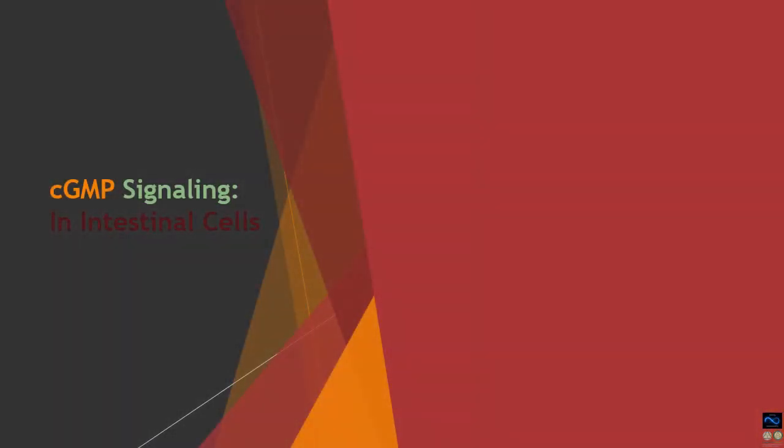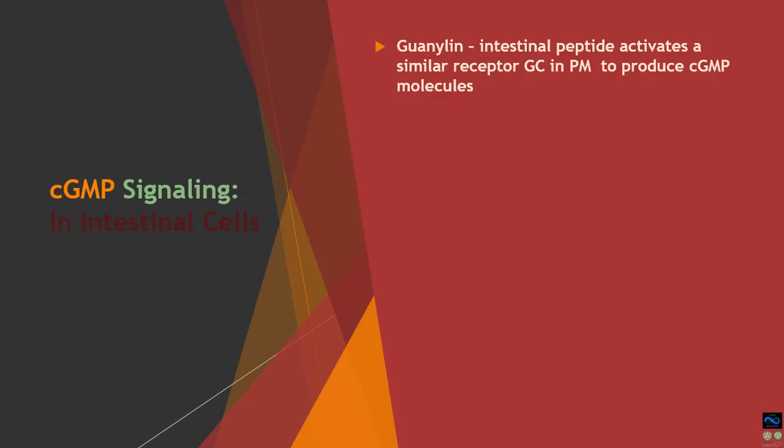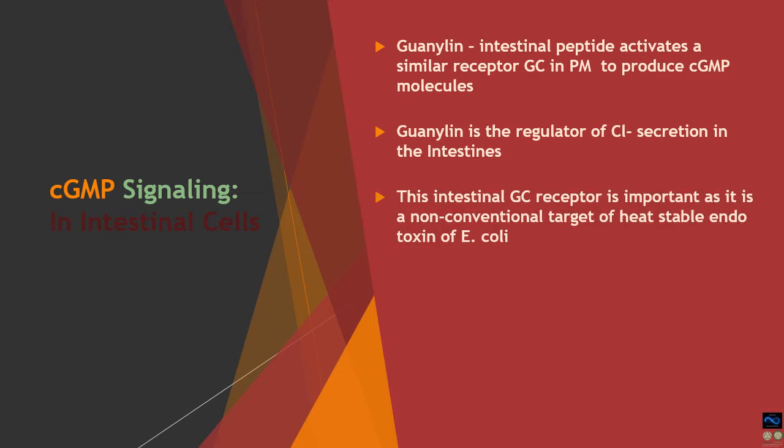The third kind of signaling seen in the human body is in intestinal cells, which utilizes cyclic GMP as the second messenger, in response to guanylin. This guanylin activates the plasma membrane bound guanylyl cyclase to produce the cGMP molecule, which is a regulator of chloride secretion in the intestines. What happens in the intestine is that this GC receptor is activated and is also a non-conventional target for the heat stable endotoxin of E. coli.